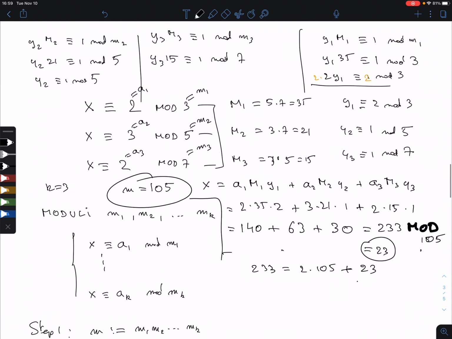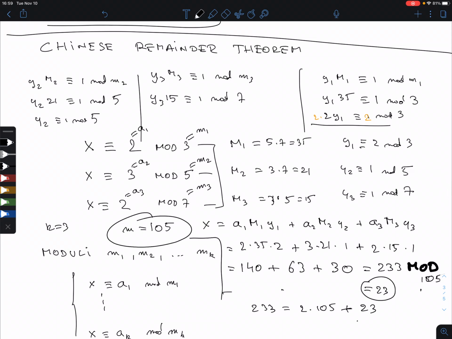And you can now check that the answer is correct. 23 minus 2, that is 21, is indeed divisible by 3. 23 minus 3 is 20, divisible by 5. 23 minus 2, that is 21, divisible by 7. That's what this means, right? Okay. So that is how we solve the Chinese remainder theorem.